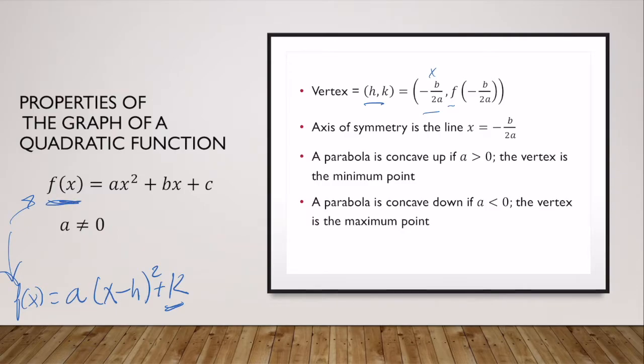The line of symmetry is x equals negative b over 2a. A parabola opens up if a is greater than 0. And if it opens up, it has a minimum point, so a lowest point, and that makes sense. A parabola is concave down, or it opens downward, if a is less than 0, so negative, and then our vertex is our maximum point, so the largest value.